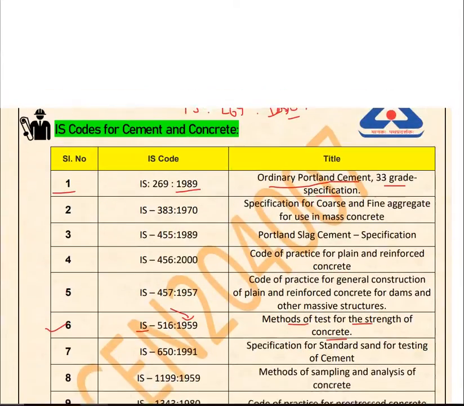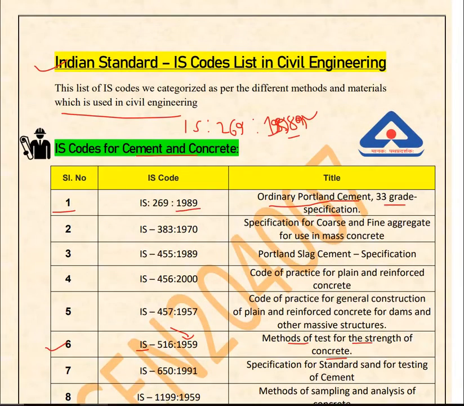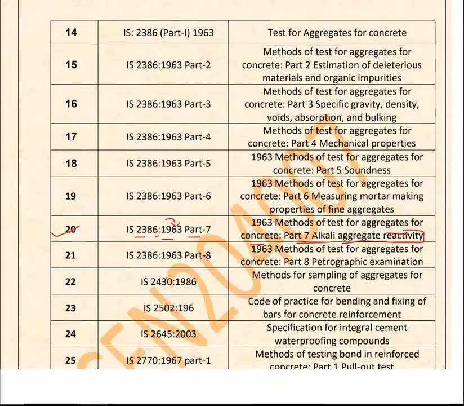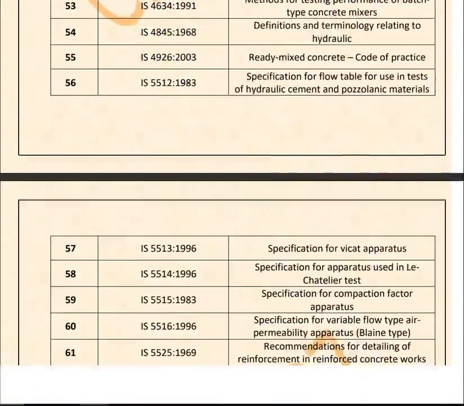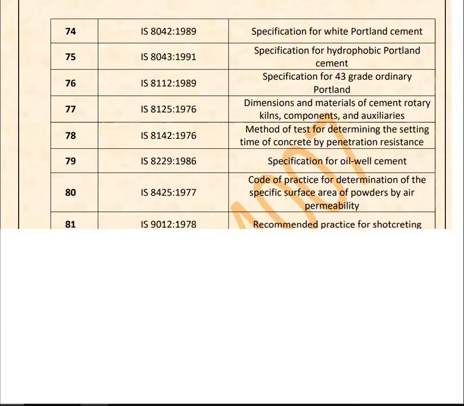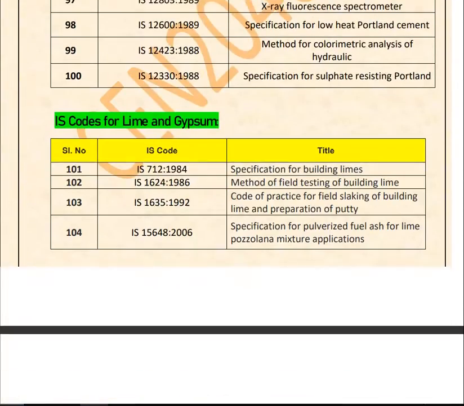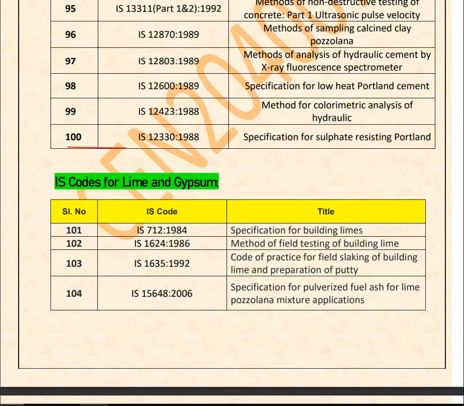So as we said earlier, this is the IS code for cement and concrete only, and there are certain codes. There are up to 100 IS codes about this, and number 100 is IS 12330. It was formed in the year 1988.